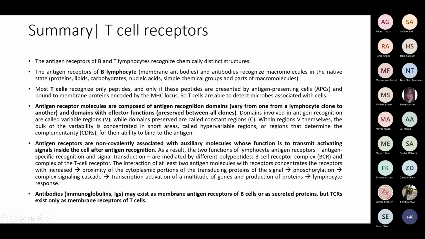Now, antigen receptor molecules are composed of antigen recognition domains, and they can vary from one to one, meaning they differ from clone to clone in T cells. Each antigen receptor is specific to its cell. A cell has only one type of antigen receptor, but it differs from one cell to another. The domains with effector function, the co-receptors, also differ from clone to clone.